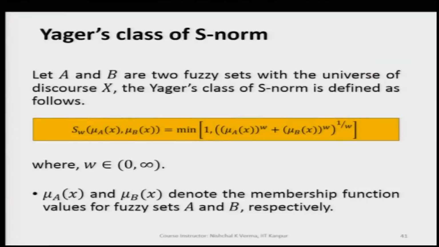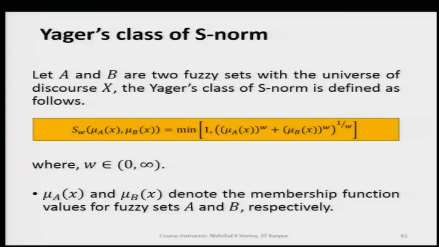Now, let us discuss another class, which is Jaeger's class of S norm, for finding the union of two fuzzy sets. By using this Jaeger's class of S norm, we can operate on any two membership values of the fuzzy sets that we are interested in finding the union of.